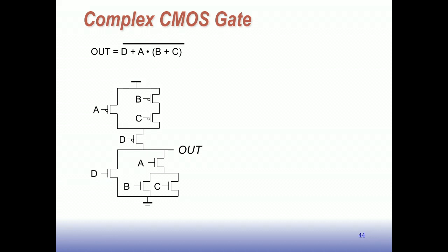And then, by our principle of the dual, we can figure out what the dual network is. So here, D is in parallel with this stuff. So up here, D is going to be in series with this stuff. To make this stuff, we have A in series with B and C in parallel here. In the pull up, A is in parallel, B and C in series. So we just switched all the series connections to parallel connections, and we get the dual.